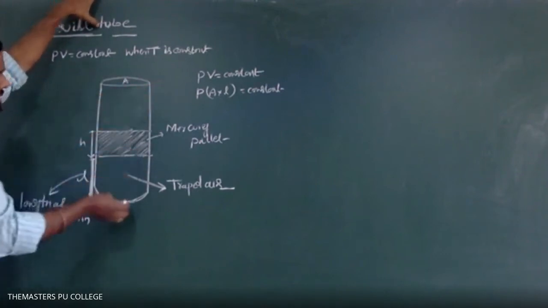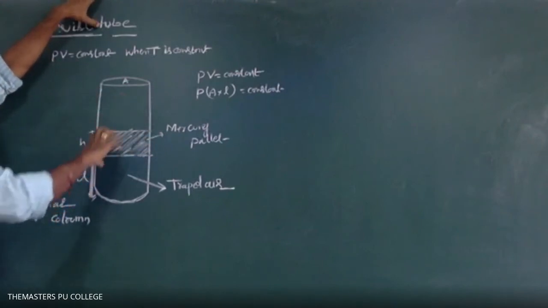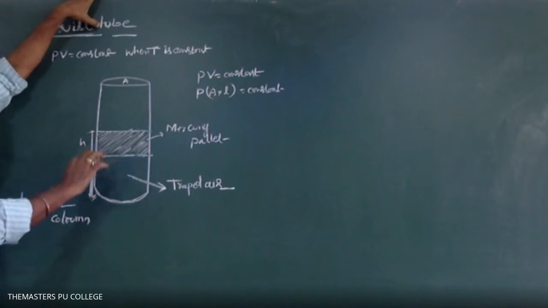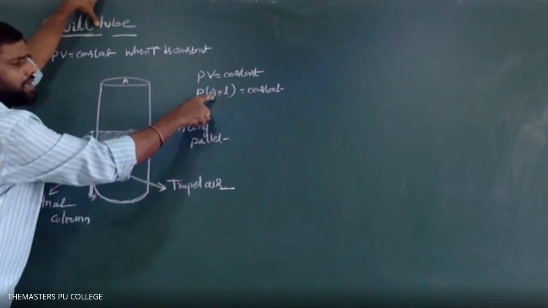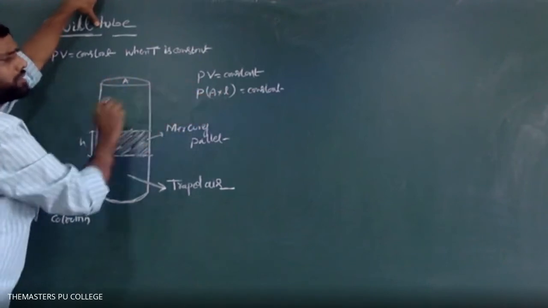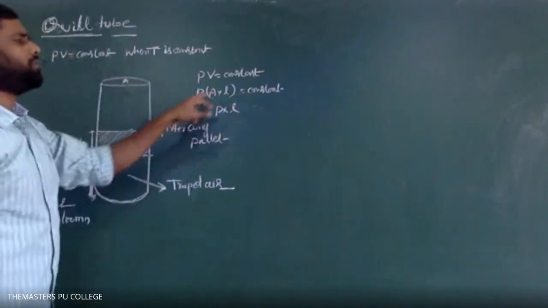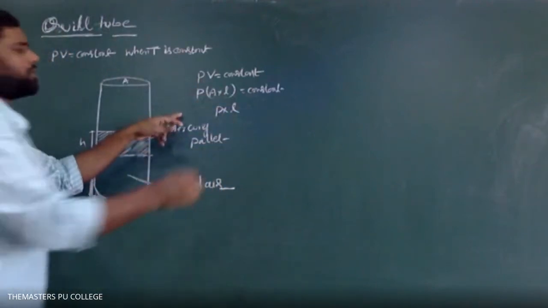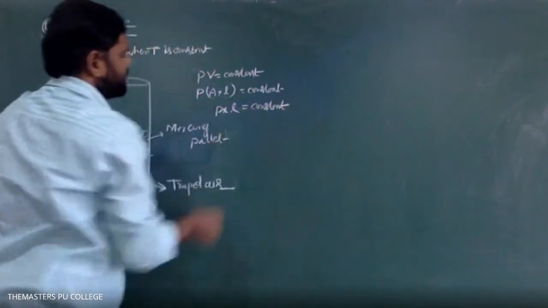A is constant. If the mercury pellet moves up, this length increases; if it moves down, this length decreases. When L increases, the volume of the air column increases, and when L decreases, the volume decreases. L is variable but the area of the capillary tube does not change. So if A is taken to the other side, then P into L equals constant divided by area, and a constant divided by a constant is another constant. So the product of P into L is constant, and by using this we can verify Boyle's law.